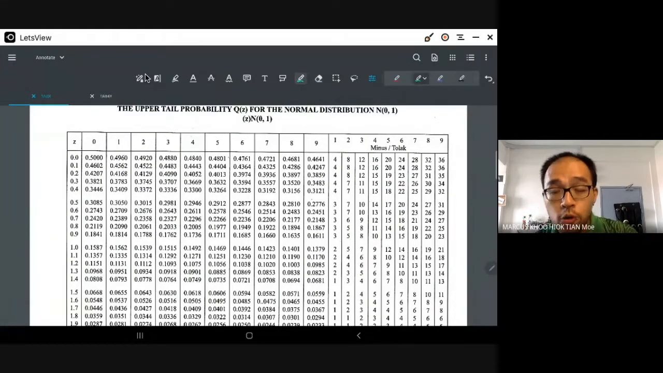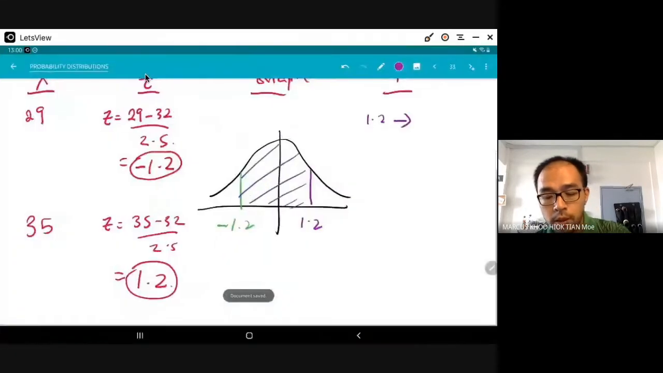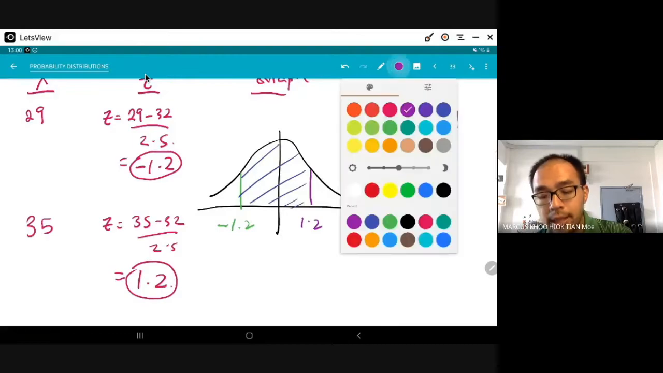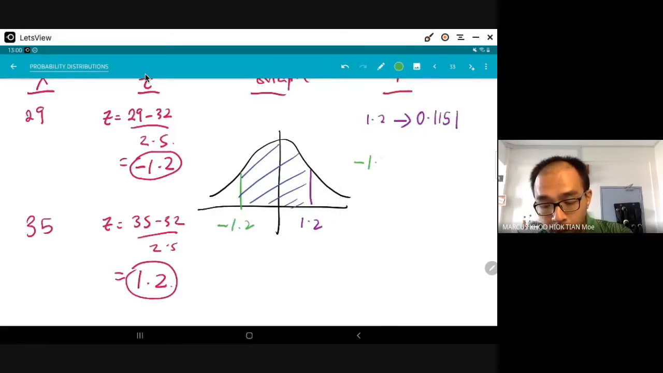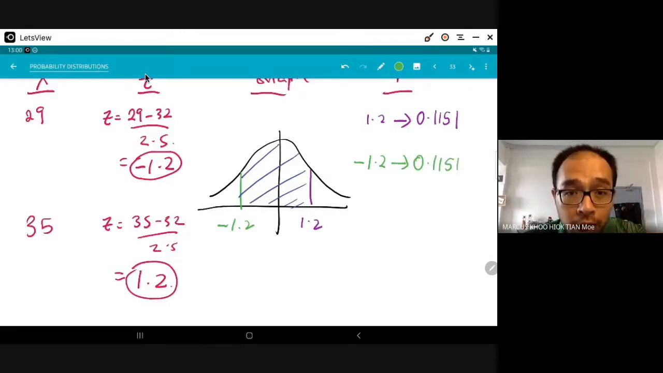Okay, 1.2. 1.2 means there's no other decimal place, so we read directly from 1.2, which is 0.1151. Therefore, if Z is 1.2, the probability is 0.1151. And likewise, if Z is negative 1.2, the probability is also 0.1151. Don't put a negative. For probability, there's no such thing as negative probability.